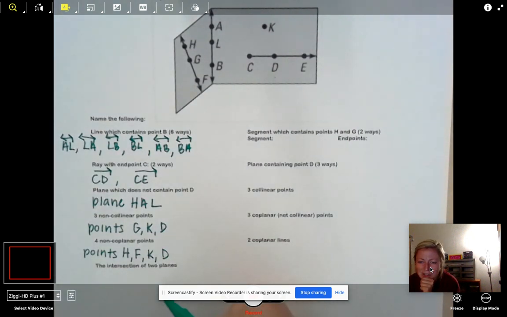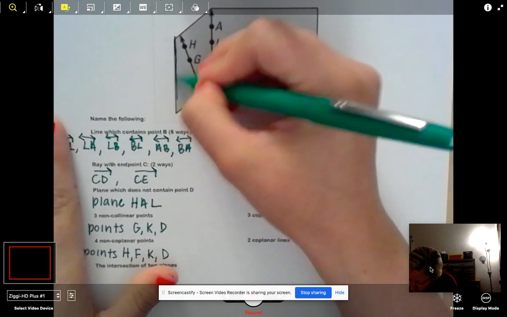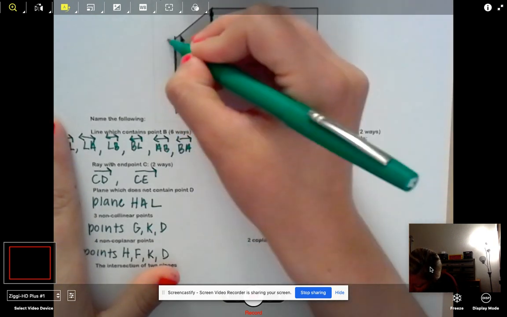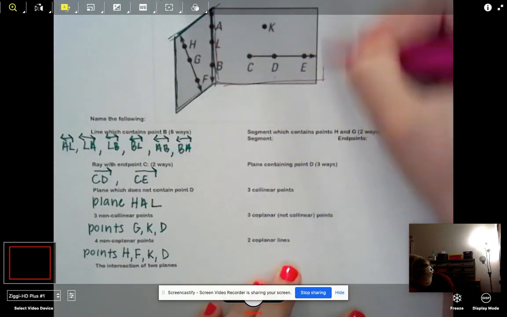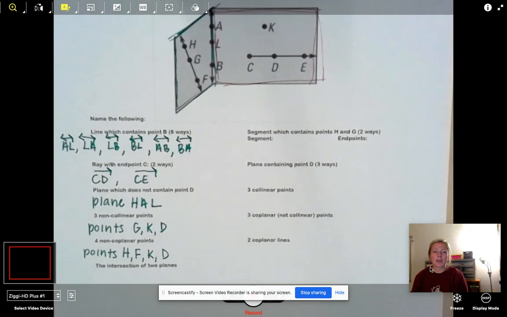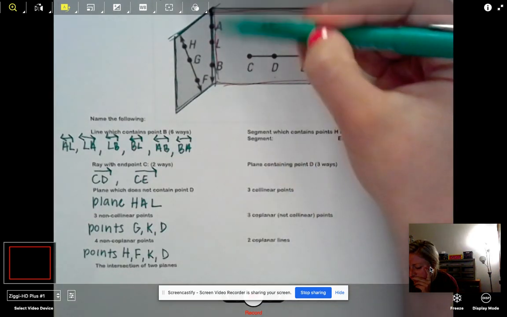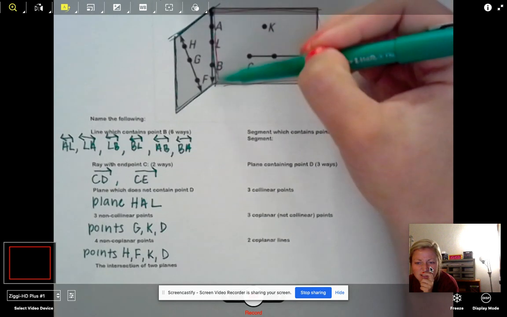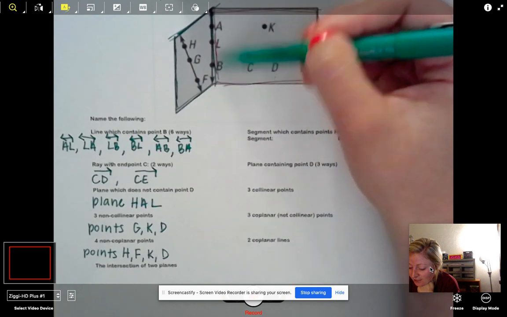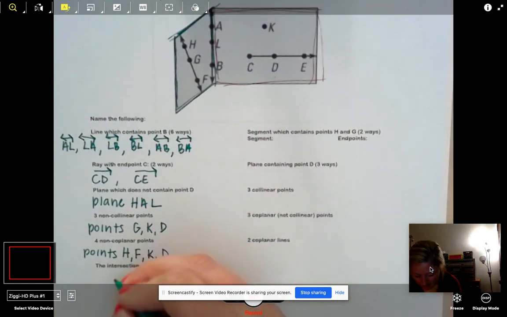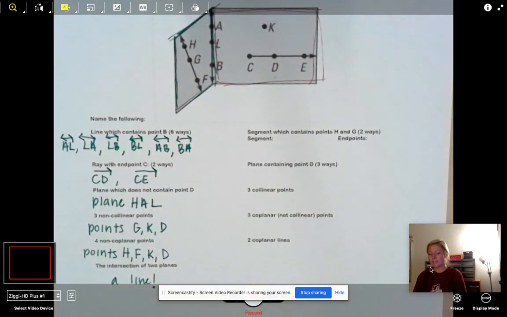Okay, this bottom one's kind of tricky. It says name the intersection of the 2 planes. So do you guys see if I outline that plane and this plane, where do my 2 pen colors overlap? Well, they overlapped right here. Do you guys know what that makes up? Like, what is that? It's actually a line, right? This is a line right there. So the intersection of two planes is a line. It's a line.